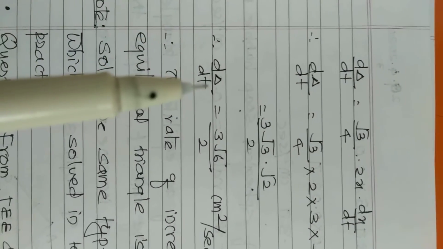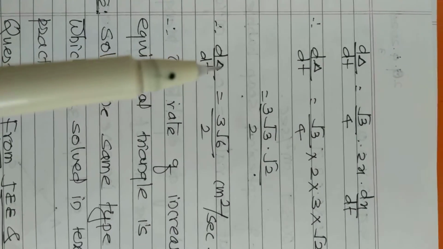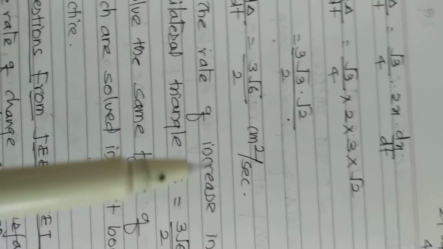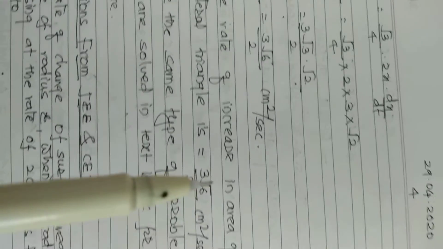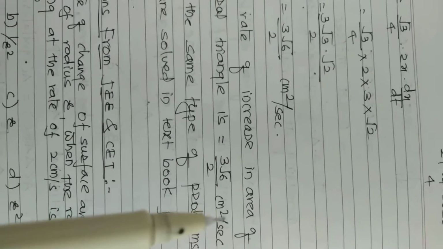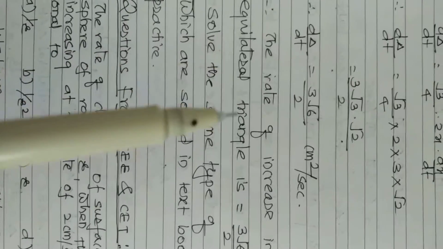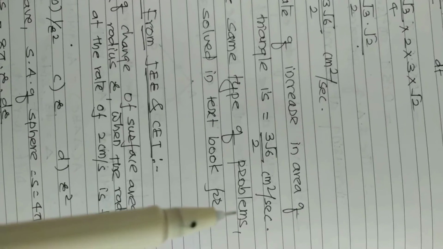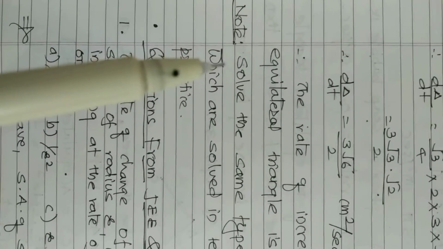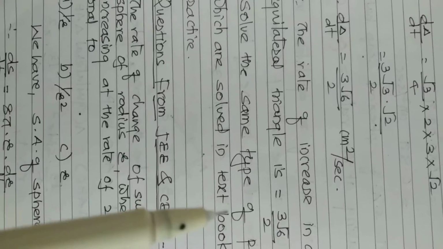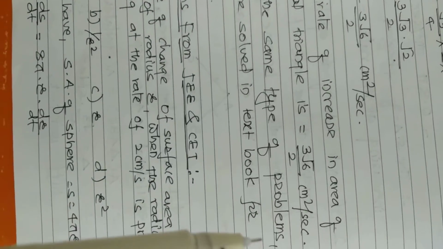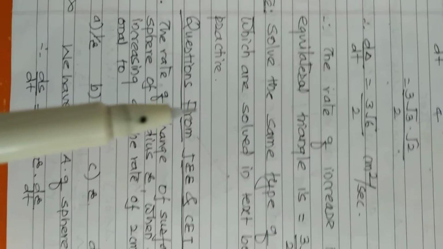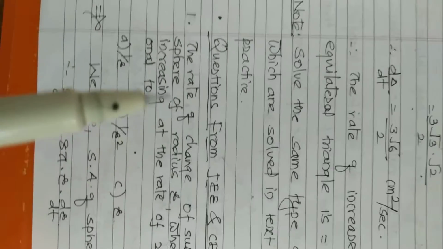So at that point, dδ/dt equals 3√6/2 cm² per second. So the rate of increase in area of that equilateral triangle is 3√6 upon 2 cm² per second. Now solve some examples of the same type which are given in the text. For more practice, as far as the textbook is concerned, solve the solved examples only.